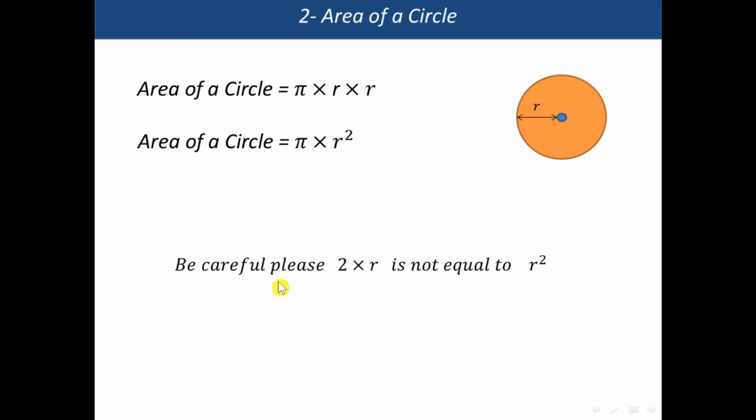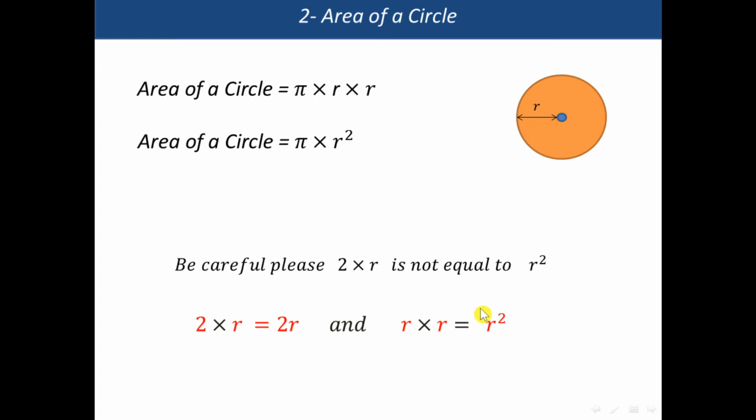Okay, be careful please. 2 multiplied by r is not equal to r squared. 2 multiplied by r is the diameter of a circle. This quantity here doesn't equal this quantity. R squared, when you multiply r by itself, is not like when you multiply 2 by r, or when you add r plus r. Be careful. A lot of students make this mistake. When you multiply 2 by r, that means 2 radii are a diameter, but r multiplied by r is something else. So 2r and r multiplied by r are different things.